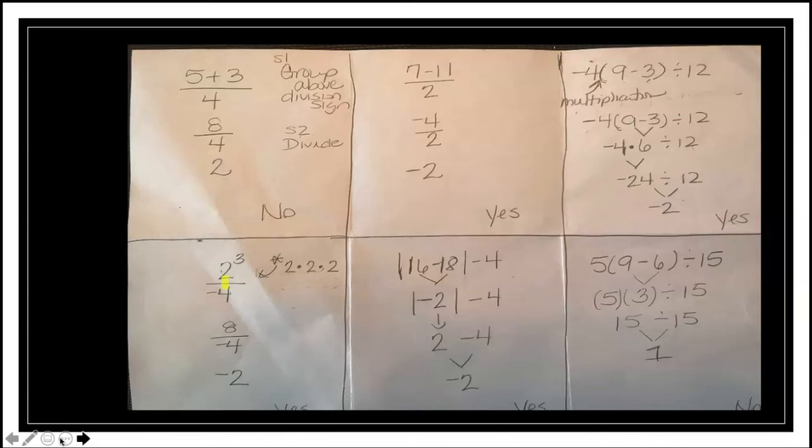Then we have 7 divided by 7 minus 11 divided by 2. We're going to do the 7 minus 11 first. Gives us a -4. And then we have -4 divided by 2, which gives us a -2.